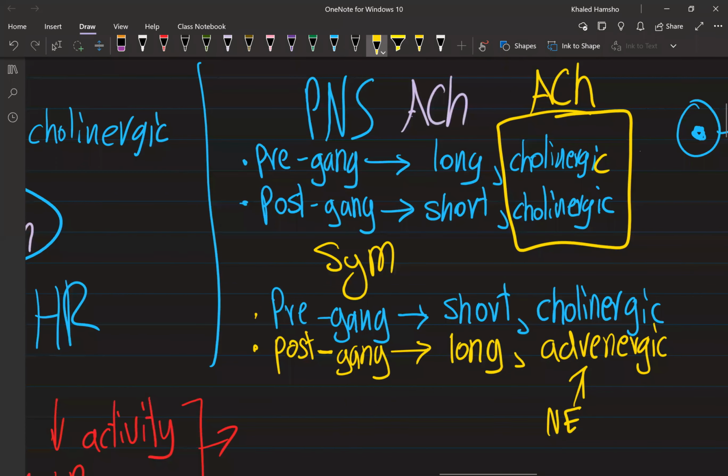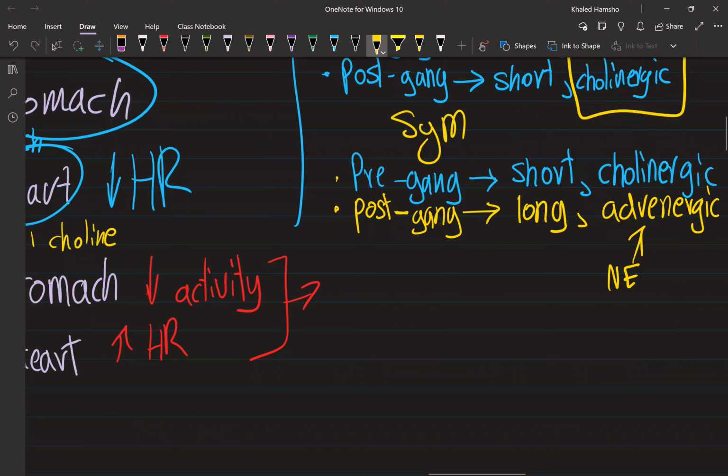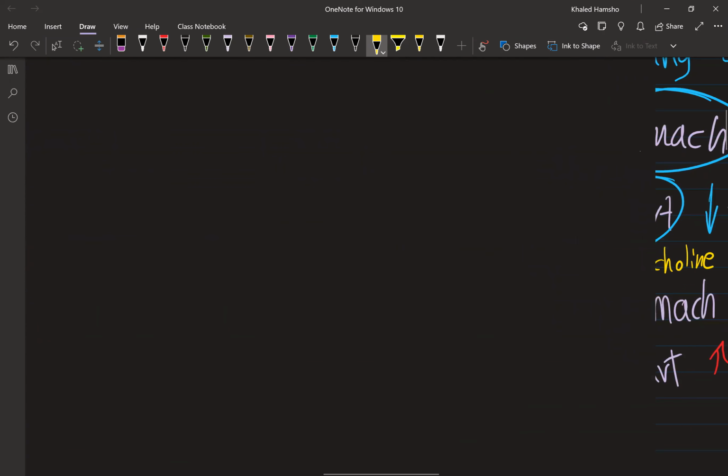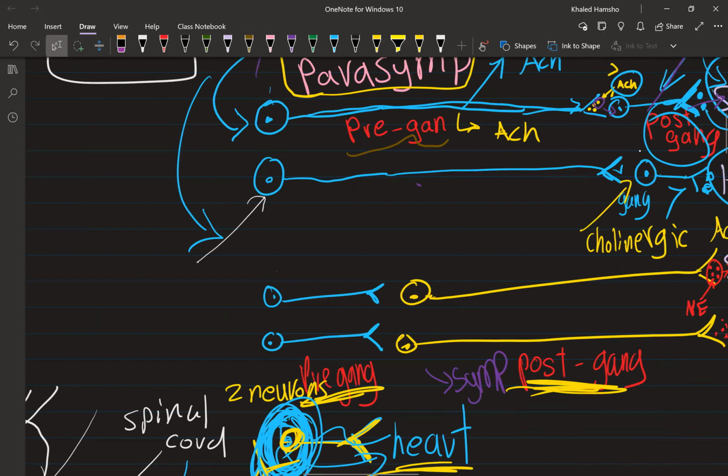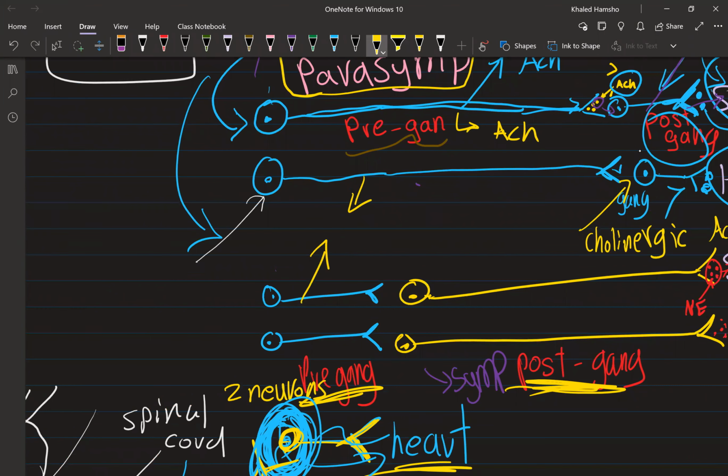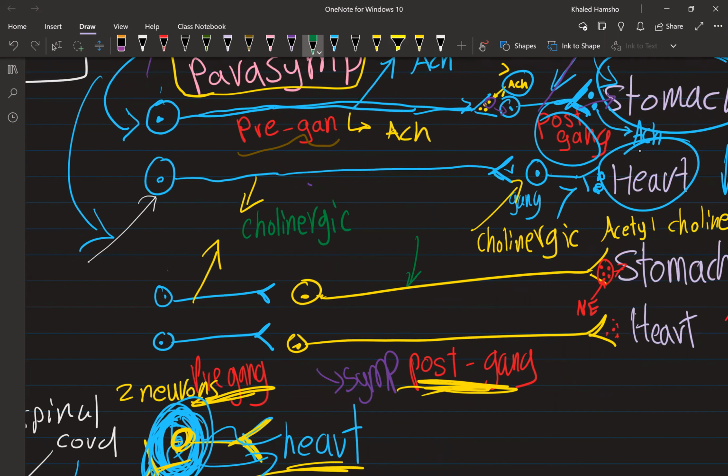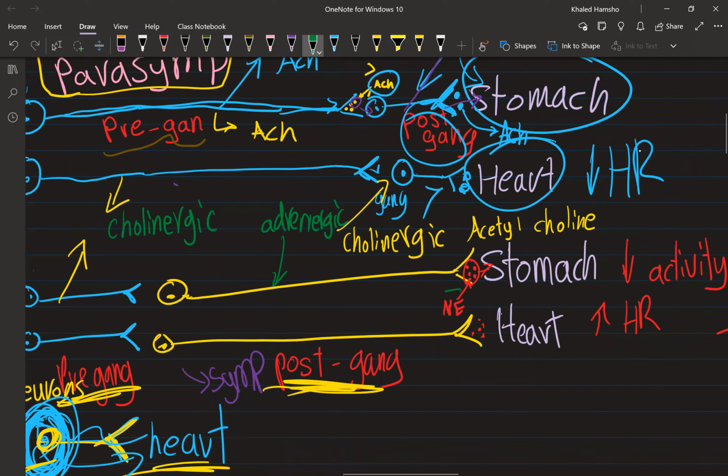In the sympathetic nervous system, the difference is the first neuron is the same. This is the same as this. These two neurons are identical. One is just longer, the other is shorter. They both are cholinergic. The difference lies in the second neuron, which is adrenergic, meaning it releases norepinephrine.